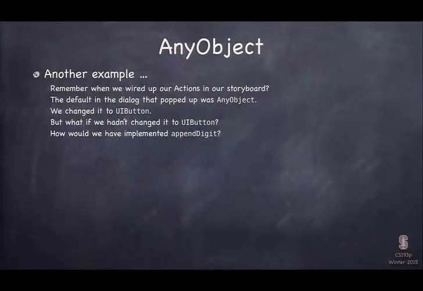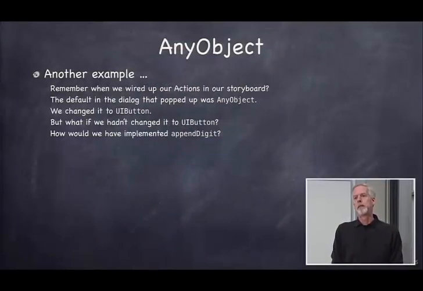Another example of any object and where it appears. So if we hadn't changed it when we control-dragged to make appendDigit, what if we had left it as any object? So we had appendDigit sender: any object. How could we have dealt with that?